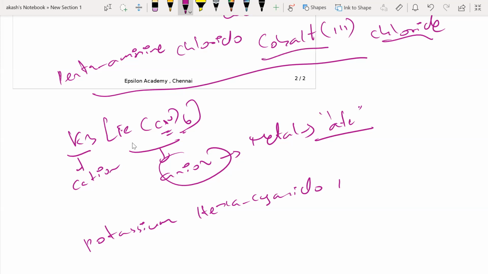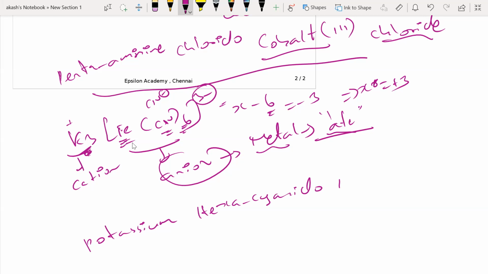For a cation, no problem: cobalt means cobalt, zinc means zinc. But whenever it is an anion, we should remember that the metal name should end with -ate. First let us calculate the oxidation states. This is K+, and we have 3 such. If I remove these 3 K+, the overall charge on the coordination sphere will become 3-. Now you can calculate the oxidation state: x minus 6, because each is CN- and we have 6 such, totally minus 6, is equal to minus 3. So x is +3; iron is in its +3 oxidation state.